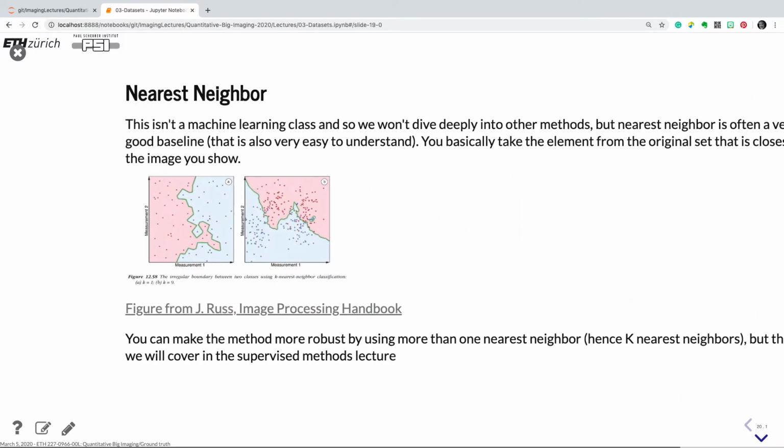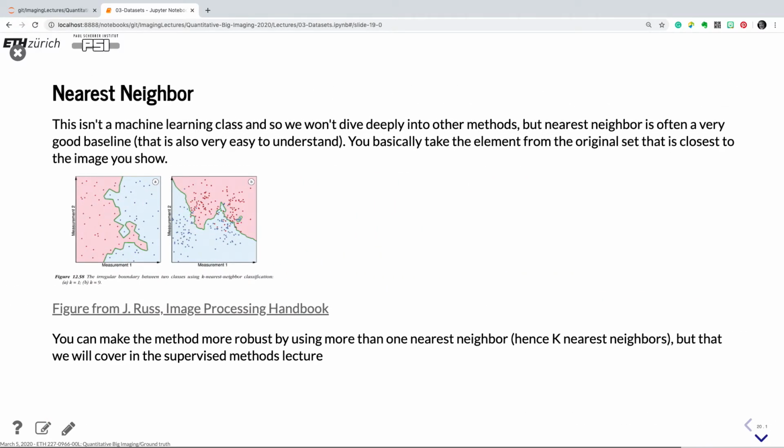So, a different algorithm. Now we actually go into one typical machine learning algorithm, which is called nearest neighbor. This algorithm looks at a collection of features and says the one sample in my training data that is closest to the one that I provided is giving it the class.